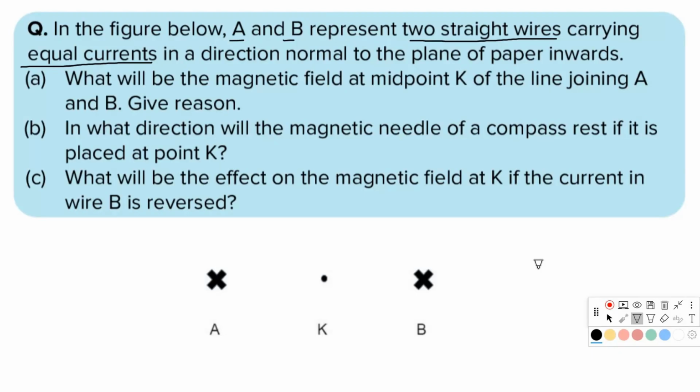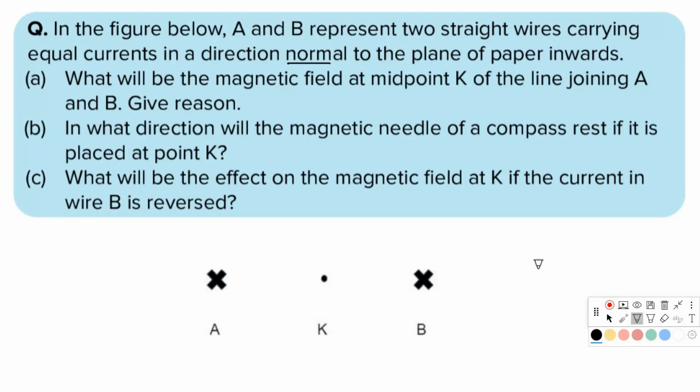So the two straight wires carry equal current in a direction normal, meaning perpendicular to the plane of the paper, inwards. Cross means inwards. Dot means the direction of current is outwards. That is the symbolic representation you should know. Whenever a cross is shown on a paper, it means the current direction is from out to inward to the plane of the paper. Dot means current is inside the paper to outside, and that too perpendicular, meaning normal.